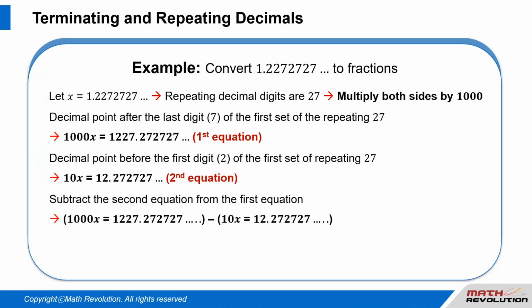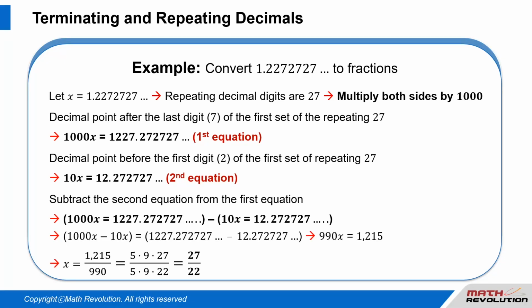Next, we subtract the second equation from the first equation. That is, 1000x equals 1227 decimal 272727 recurring minus 10x equals 12 decimal 272727 recurring, which implies that 1000x minus 10x equals 1227 decimal 272727 recurring minus 12 decimal 272727 recurring, which gives that 990x equals 1215, which means that x equals 1215 over 990 equals 9 times 5 times 27 over 9 times 5 times 22 equals 27 over 22.